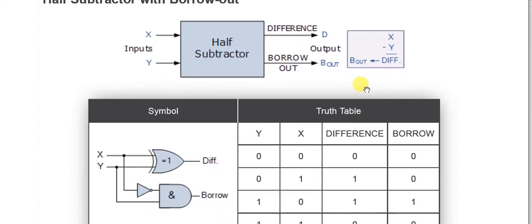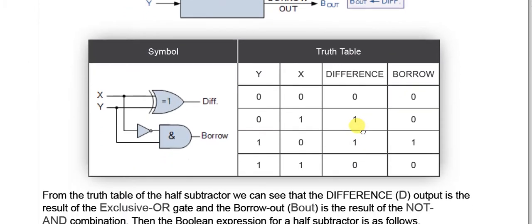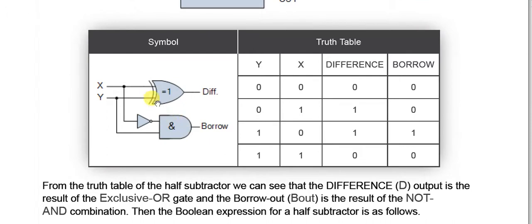This is the typical symbol of the half subtractor, which has the exclusive OR gate and AND gate, but with one of the inputs, X, being complemented, or a NOT gate introduced, to make it a borrow. If you remember the binary adder, this was described as a carry, but in this case it is now the borrow.